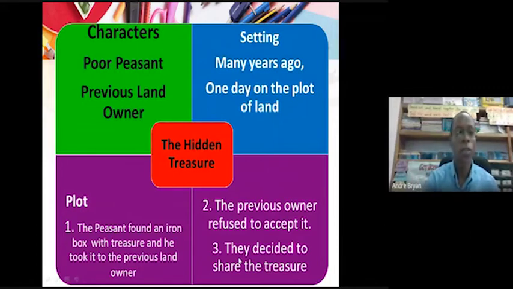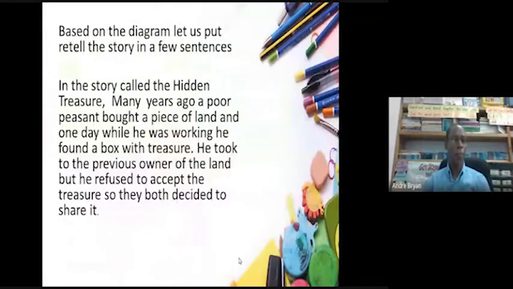Now, boys and girls, based on this diagram, let us see if we can retell the story or put our retelling of the story in a few sentences.